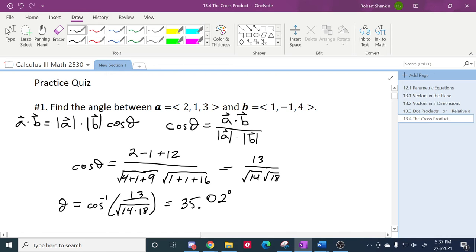Alright, and give me a little feedback on this first problem.